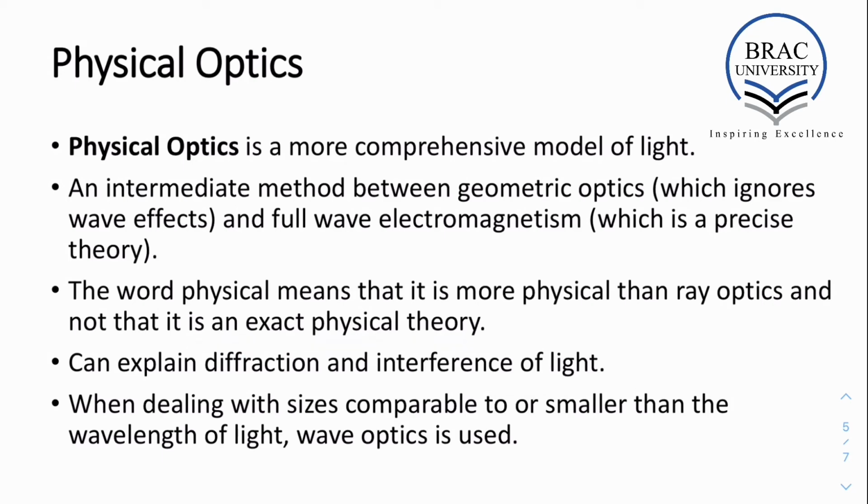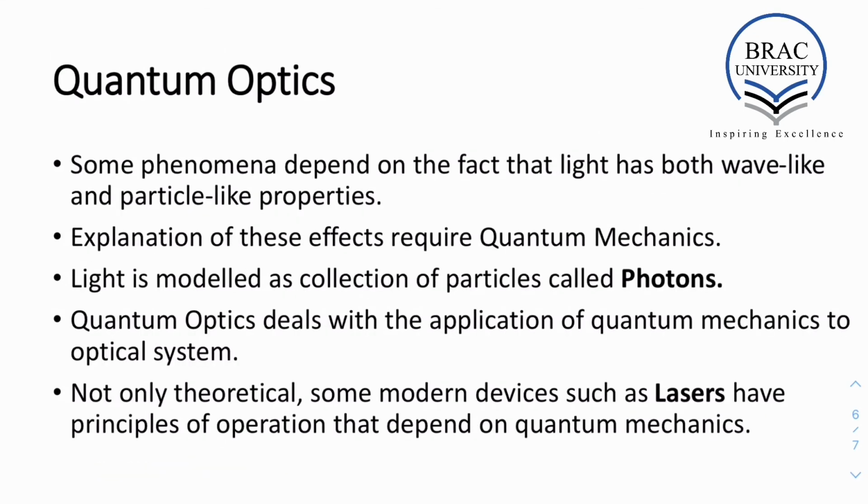Using physical optics, one can explain diffraction and interference of light, which geometric optics cannot. So when does physical optics become more applicable than geometric optics? Well, when we are dealing with optical elements that are comparable to or smaller than the wavelength of light that is used. But still, there are quite a few optical phenomena that cannot be explained by using classical electromagnetic theory.